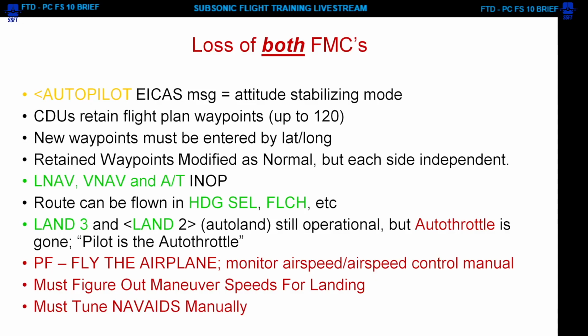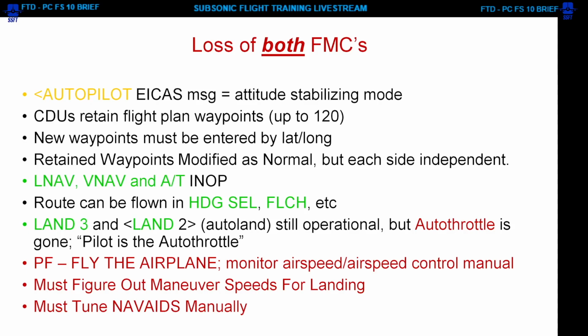Interestingly, Land 3 and Land 2, the auto land's still operational. There's nothing wrong with the auto land. We can still do an auto land just fine. It's just that there's no auto throttle, so you're going to be the auto throttle. The pilot's the auto throttle. So the pilot flying would fly the airplane, monitor airspeed and airspeed control because that's manual thrust.